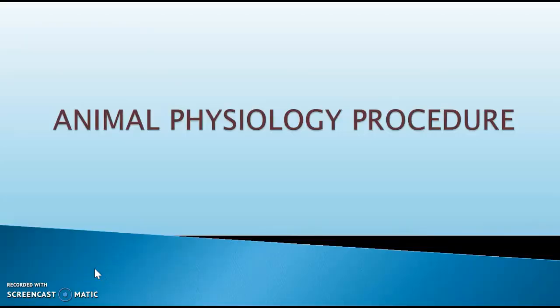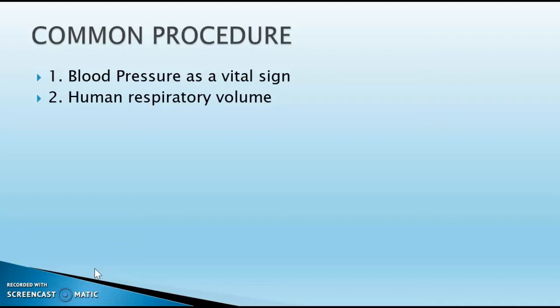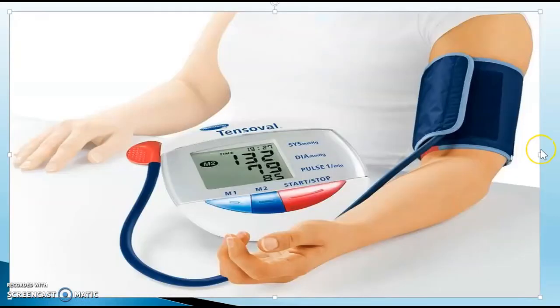Hi, now we will discuss the second half of the chapter, which is on animal physiology procedure. For animal physiology procedure, we will be looking at blood pressure and human respiratory volume. Blood pressure could be measured by using a device which we call a blood pressure sensor.